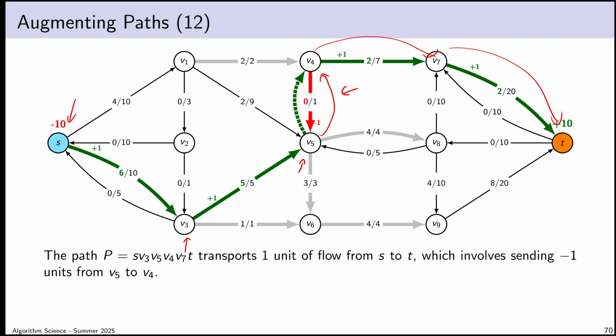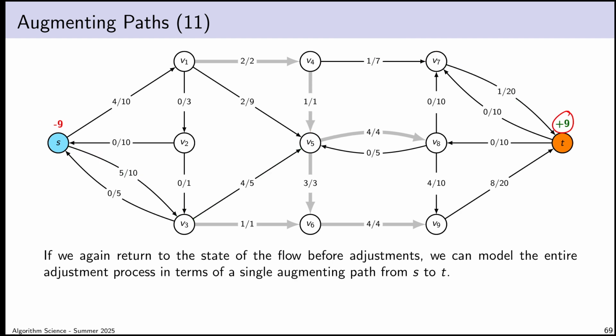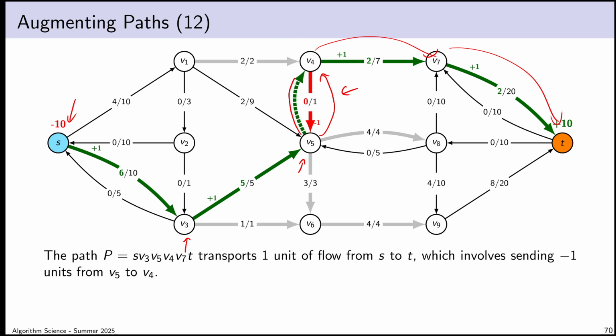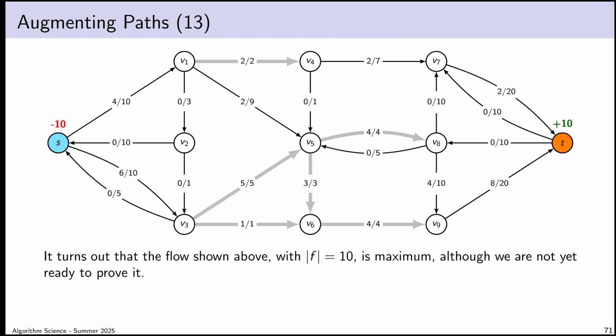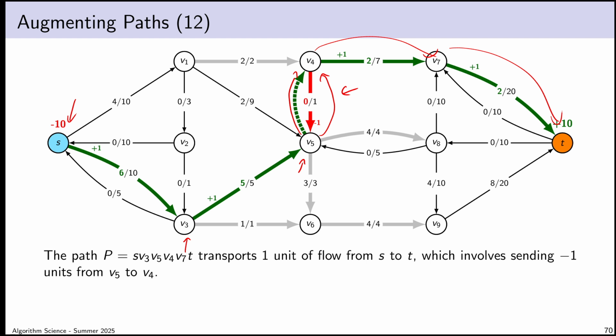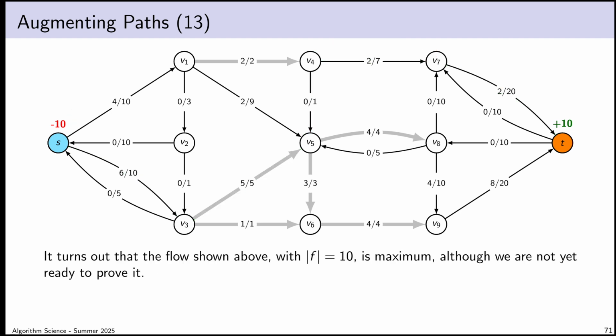Now the edge it's working backwards along is special because the edge actually has flow in the opposite direction. All I'm really doing is pushing that flow backwards along that edge. But it has the same effect as if I had moved flow forwards along an edge in the opposite direction. Okay, so as I said earlier, the flow we end up with after following this special-looking augmenting path, pushing 1 unit of flow along it, is actually a maximum flow, although we're still not ready to show why that is.